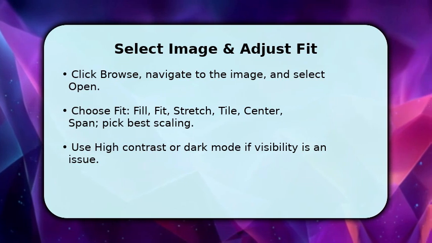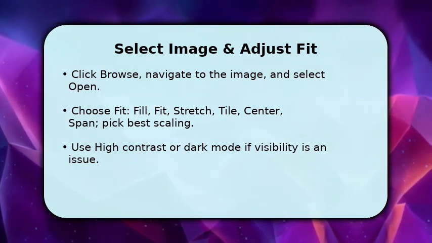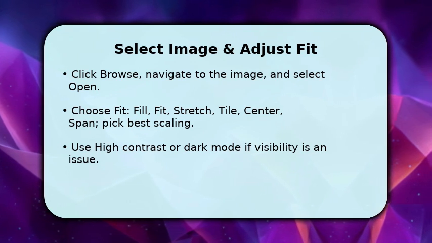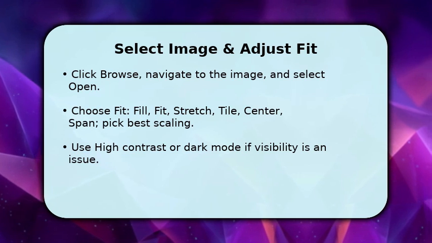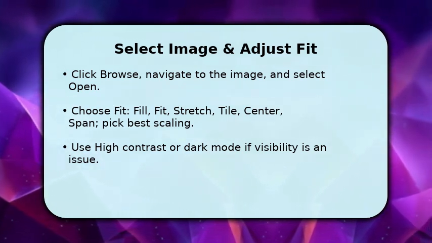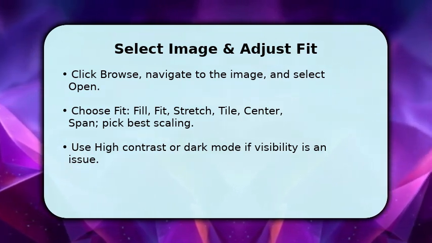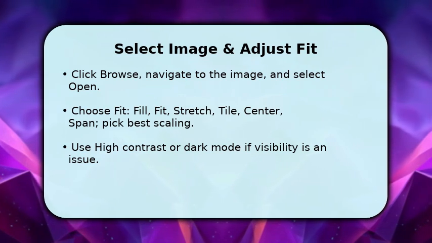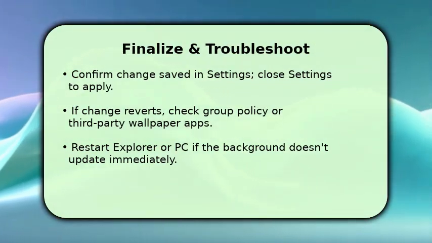Next, choose the appropriate fit option: fill for full screen crops, fit to keep aspect ratio, center to avoid scaling. Make sure the resolution matches your display or choose Fill to avoid black bars. If text or icons become hard to read, adjust contrast or select a darker image to improve clarity and legibility. Finish by confirming the change in settings and closing the window so Windows commits the selection.